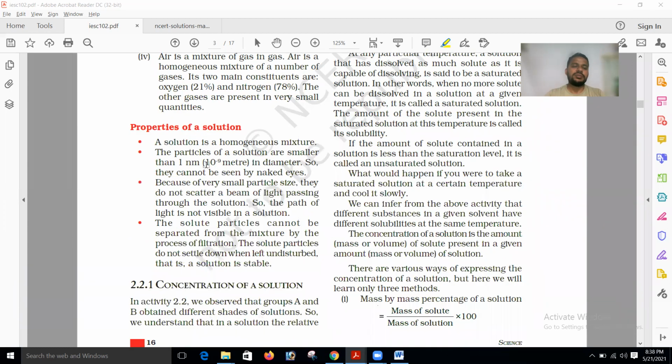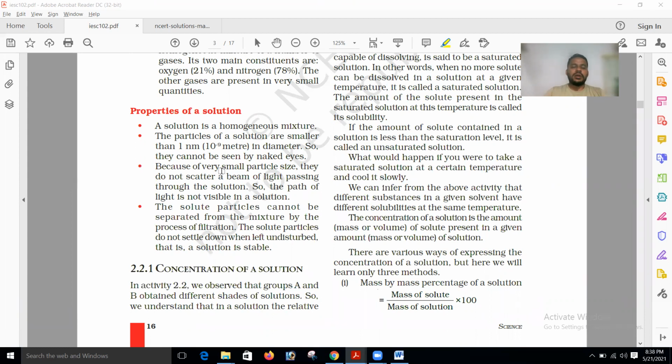So next, see what are the properties of a solution. In the definition itself, it has been given that the first property of solution is it is a homogeneous mixture. Okay, the first thing is it must be a homogeneous mixture.